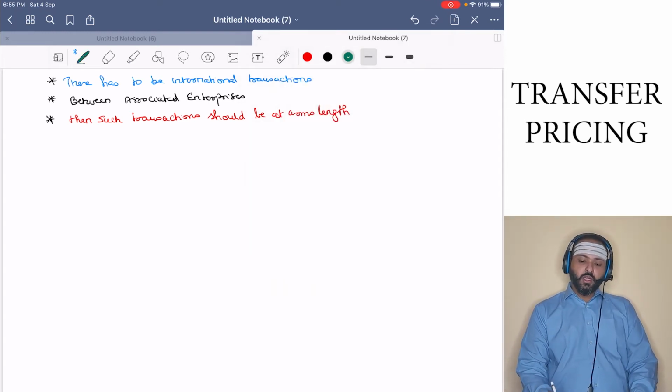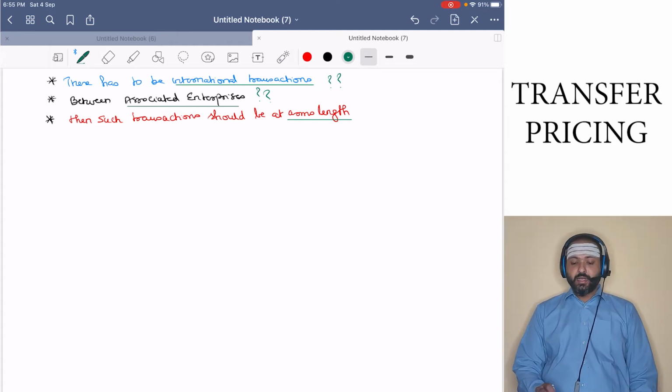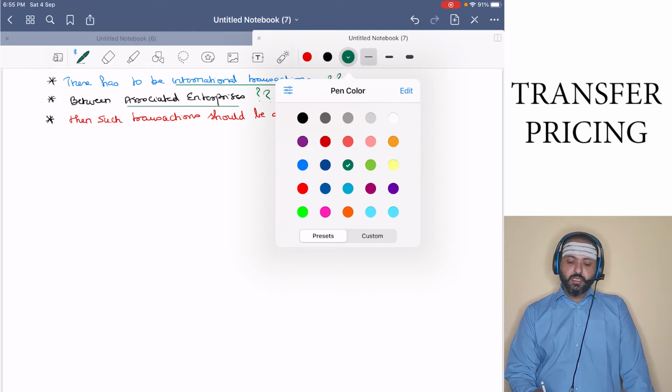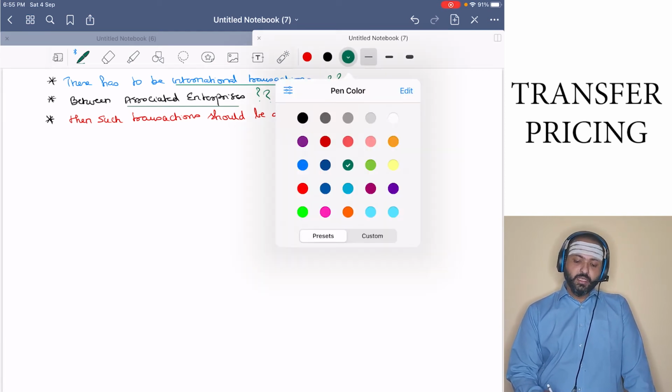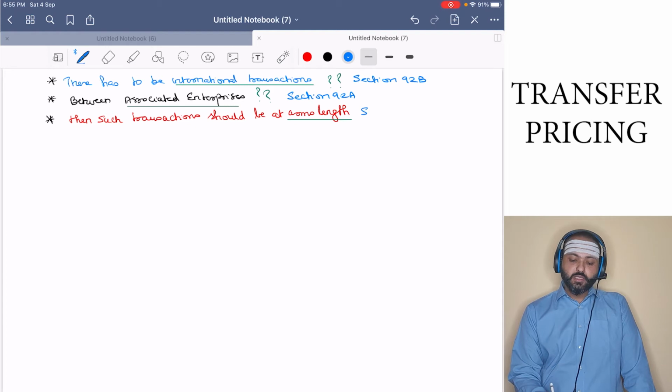What is the meaning of international transaction? What is the meaning of associated enterprises? And what is the meaning of arm's length? The new provisions which were enacted had sections which answered each of these questions. So this was answered by section 92B. This was answered by section 92A. And arm's length was answered by section 92C.